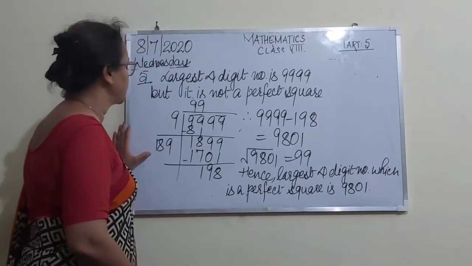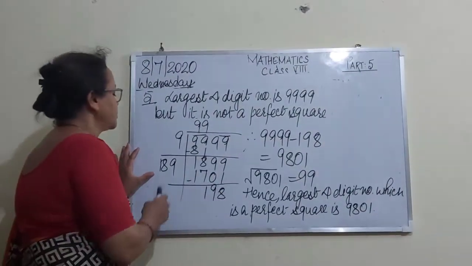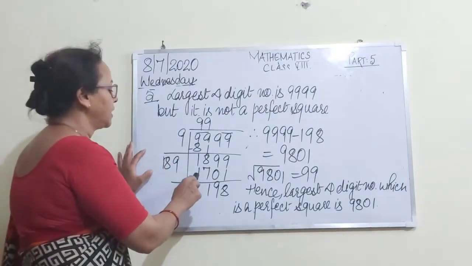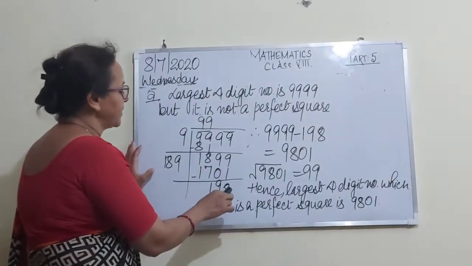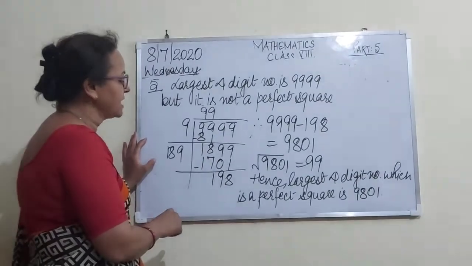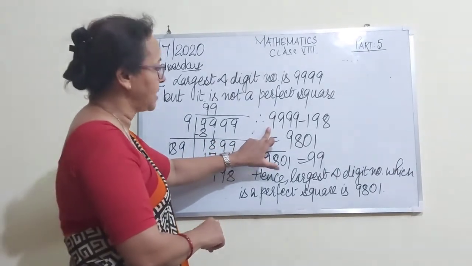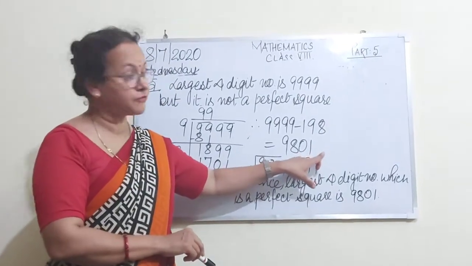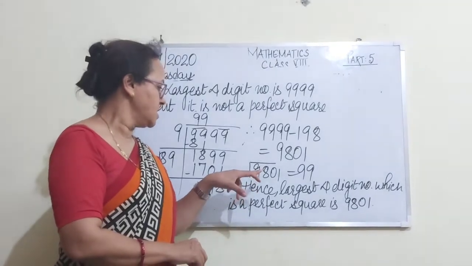Which number do we have to use to get this number or nearest to it? So I multiplied by 9: 189 by 9, I got 1701. That's why I have put 9 here. 9 minus 1 is 8, 9 as it is, and 8 minus 7 is 1. What is it? 198. I am subtracting 198 from 9999. After subtraction I am getting 9801.